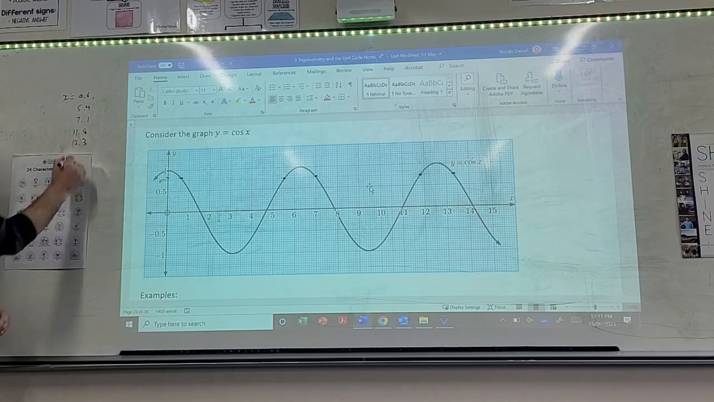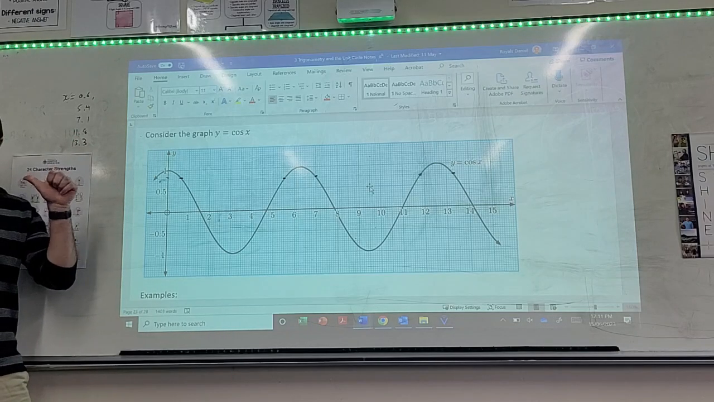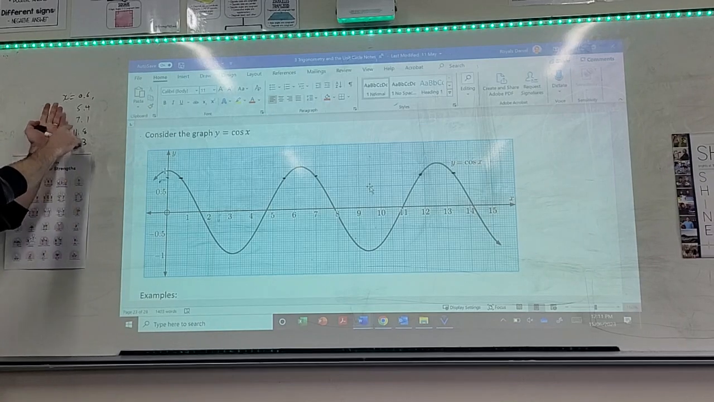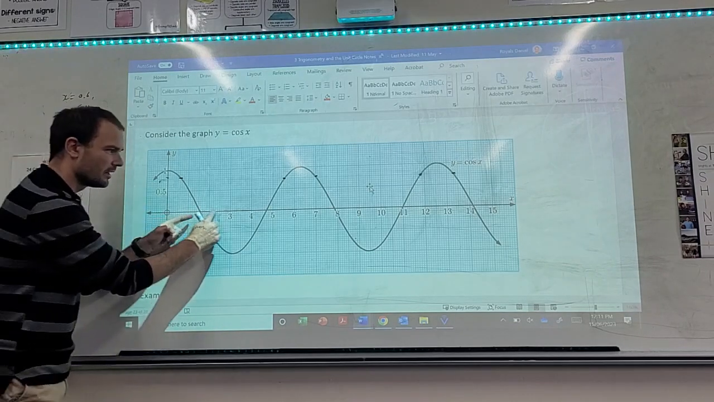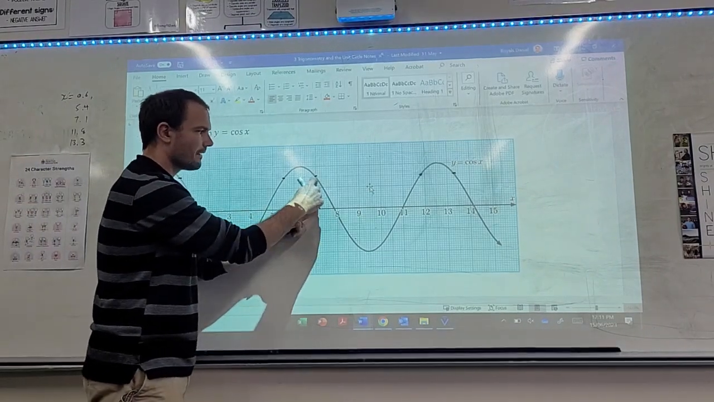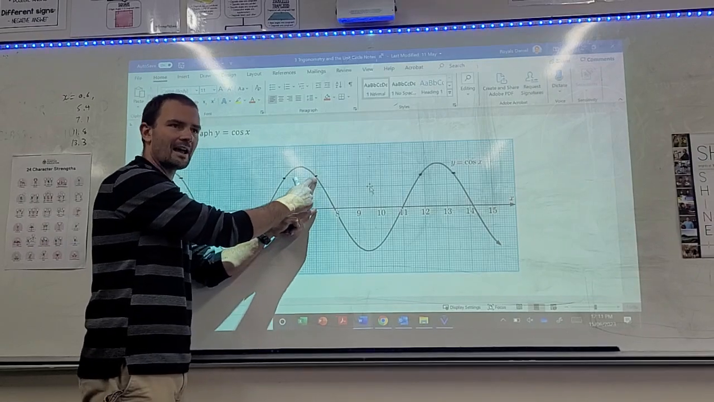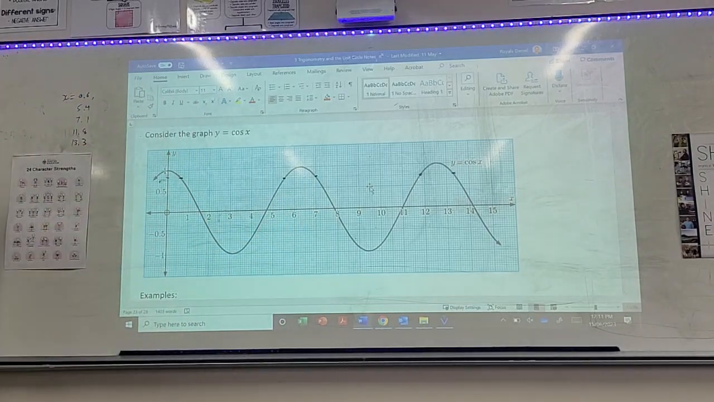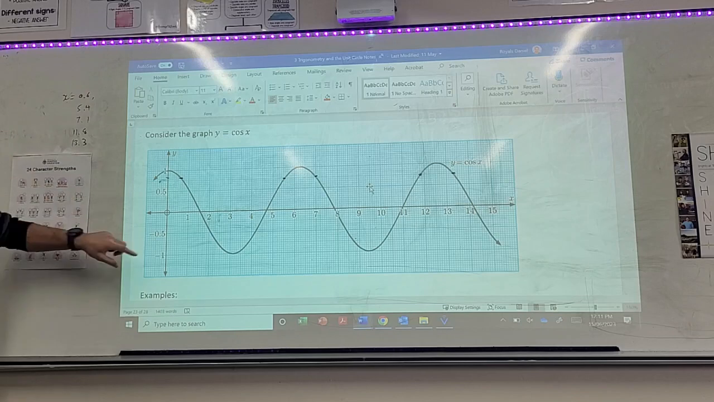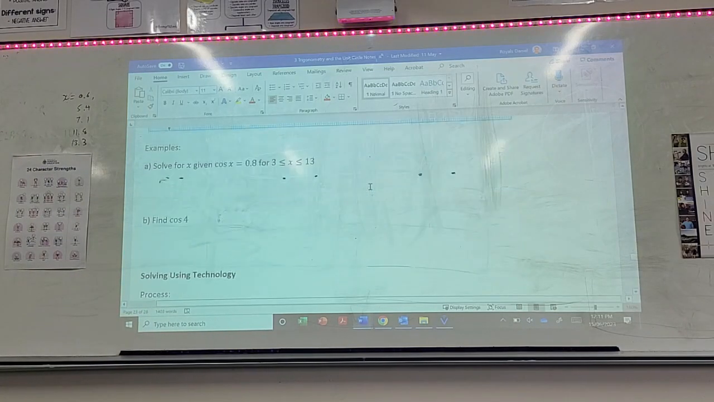All right, so if I go to all of those x values, let's just pick one. Let's go for x is 7.1. That's about here. What's the y value of the function? 0.8. That's what we're saying. It's saying find the x values such that the y value, the cos of x value, is 0.8.